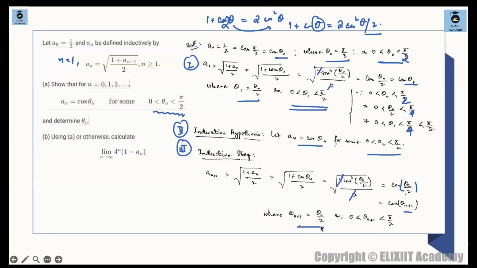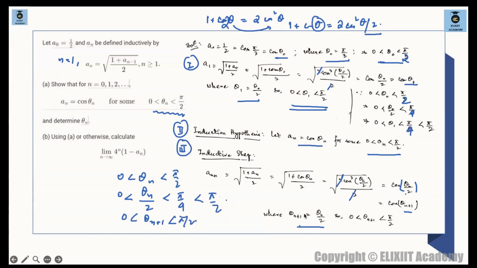So theta n plus 1 will be theta n divided by 2, where theta n plus 1 also lies between 0 and pi by 2. You can check this. From the second step, we have just proved that theta n lies between 0 and pi by 2. So theta n by 2 lies between 0 and pi by 4, which is definitely less than pi by 2. So theta n plus 1 also lies between 0 and pi by 2. We have proved this.